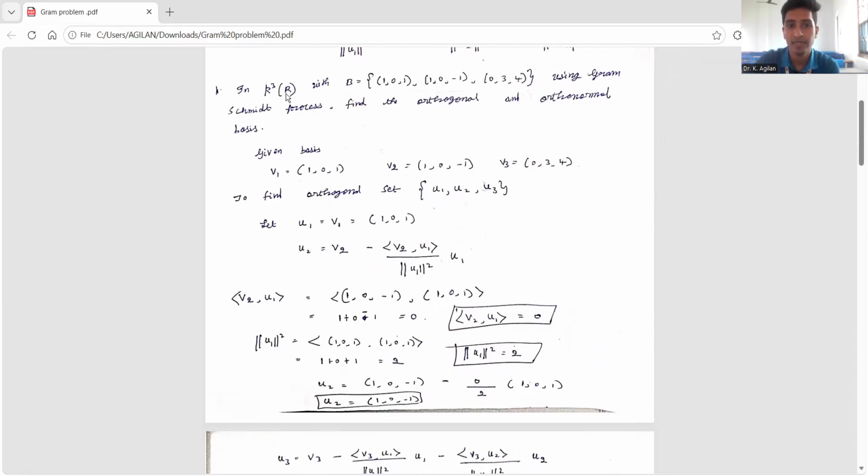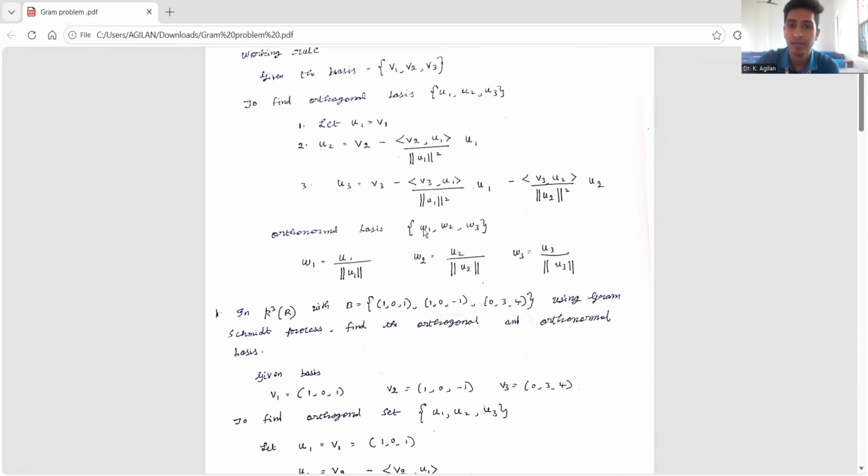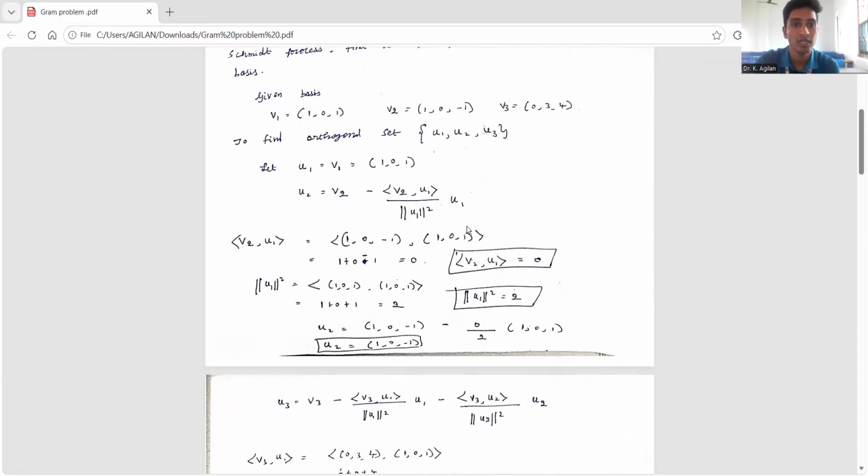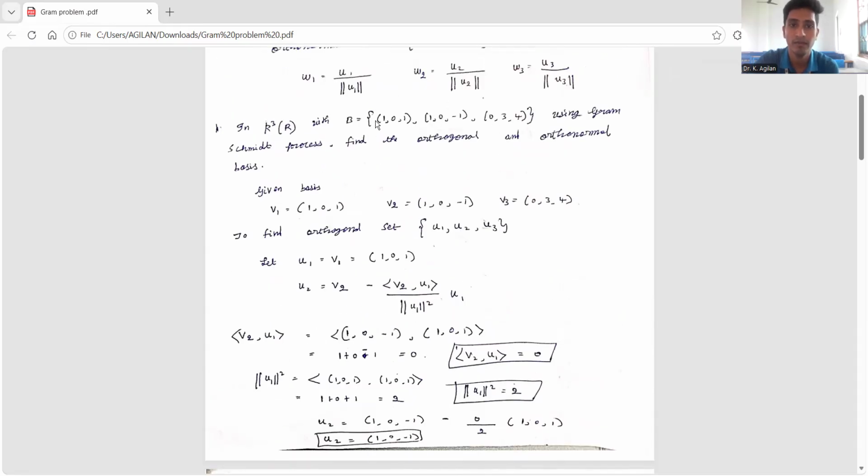In R cubed, with B equal to (1, 0, 1), (1, 0, minus 1), (0, 3, 4), using the Gram-Schmidt process, find the orthogonal set U1, U2, U3 and find the orthonormal basis W1, W2 and W3. Okay. So the answer for this problem: the given basis is this.